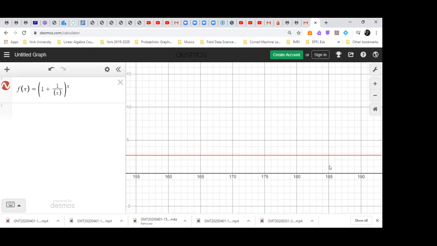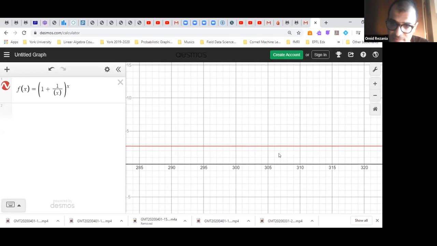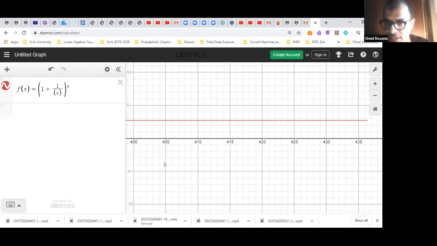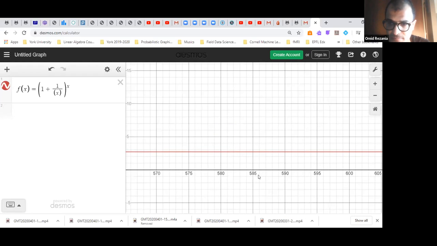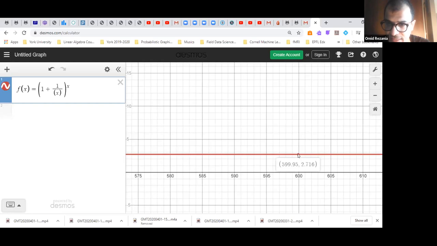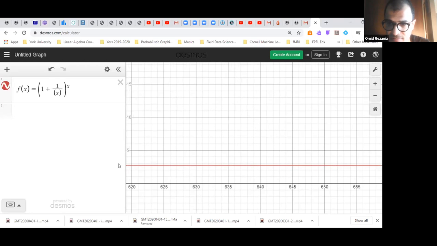Let me make the x even much bigger. I'm going to 300. It's almost 300 for the x coordinate, and the y is 2.71, huh? And I continue. I'm going to go to 600. Look at that, I'm almost at 600, and the y coordinate is 2.71, huh? Let me go to 1000.